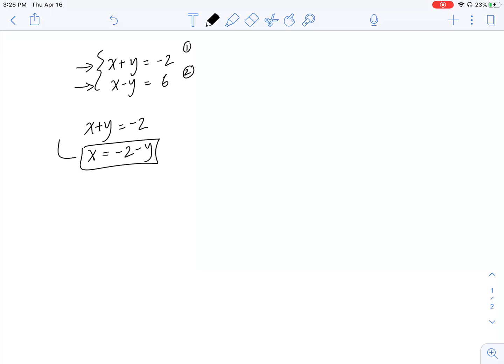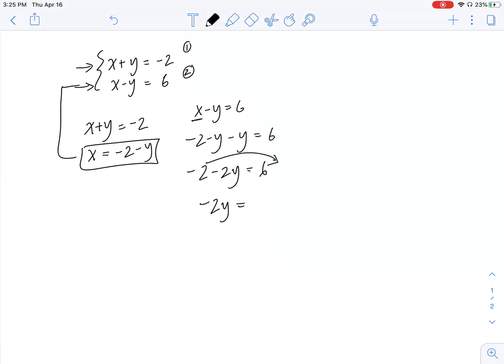With this, let's plug it back into equation 2. x - y = 6, but instead of x, let's use -2 - y, equals 6. Now we can solve for y since the entire equation is only in terms of y. -2 minus 1 again is another -2y equals 6. -2y equals, let's bring the -2 over, 6 + 2, which means -2y equals 8.